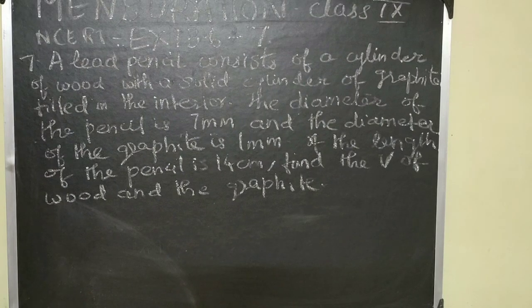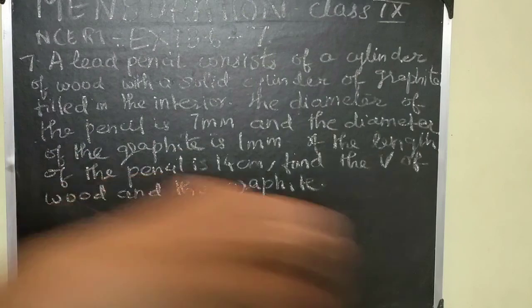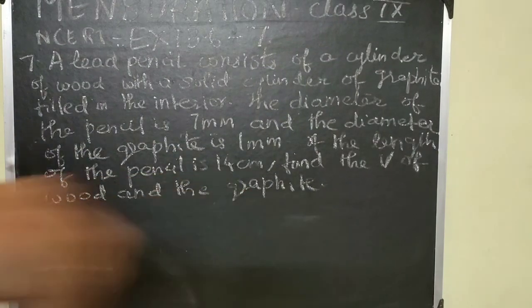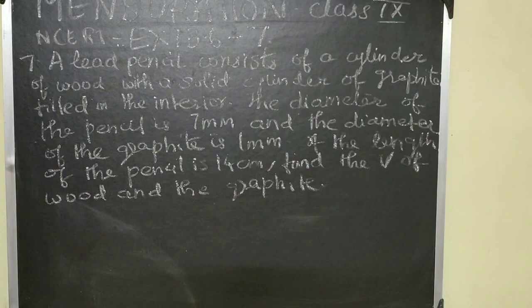Next we are going to take a sum involving volume of the cylinder. This has been taken from the 9th textbook, exercise 13.6, 7th sum. Let me read out the sum. It is also given in the description box. A lead pencil consists of a cylinder of wood with a solid cylinder of graphite filled in the interior.